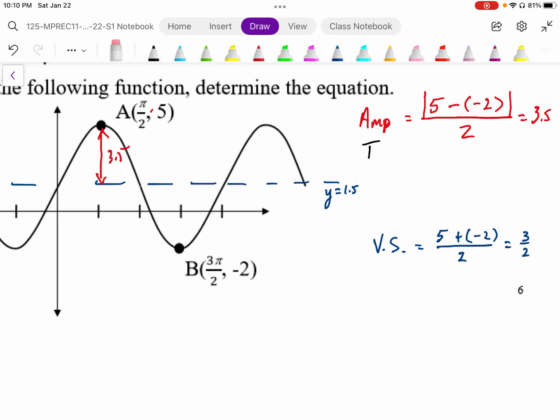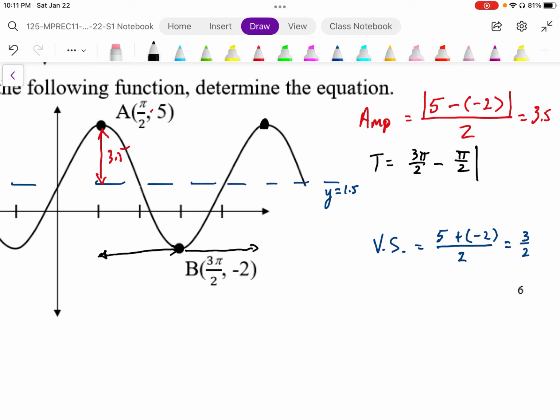Okay, so we need a period here. Now the period is also a distance. It's a length. It's a horizontal length, though. So we need to look at horizontal positions. If I subtract coordinates, I get lengths or distance. If I want to know the distance between A and B, I'm going to take the position 3 pi over 2 and subtract pi over 2. That difference gives me the distance between A and B, that length here. That length actually only represents half a period, because my full period ends up being back to the top.